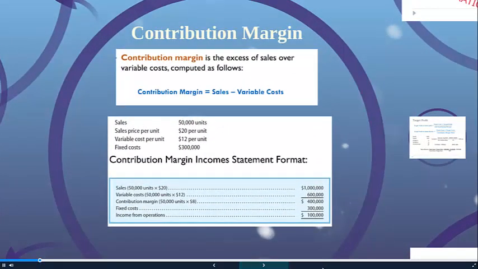The first thing we need to understand with a break-even analysis is our contribution margin. The contribution margin is your sales minus your variable costs. Therefore, we can look at a contribution margin income statement by taking our sales, subtracting our variable costs to get to our contribution margin. Then we subtract our fixed cost, which will give us our income from operations. You can look at this in total and on a per unit basis to answer various decision-making questions.